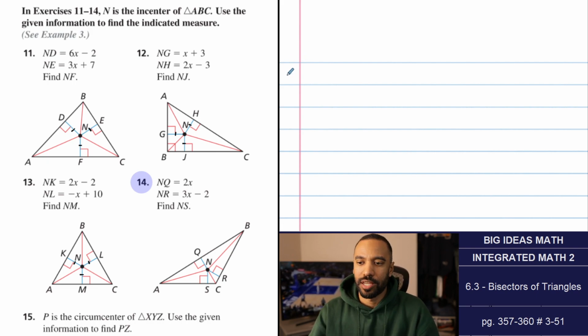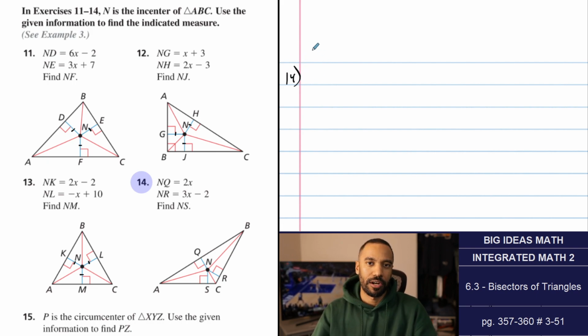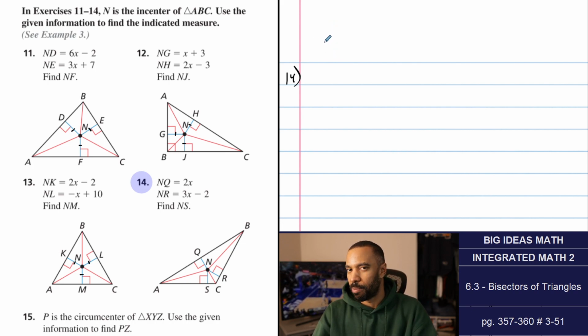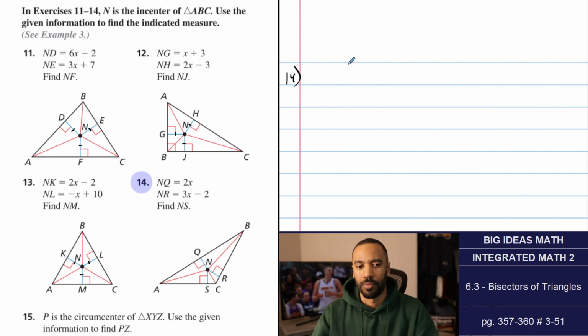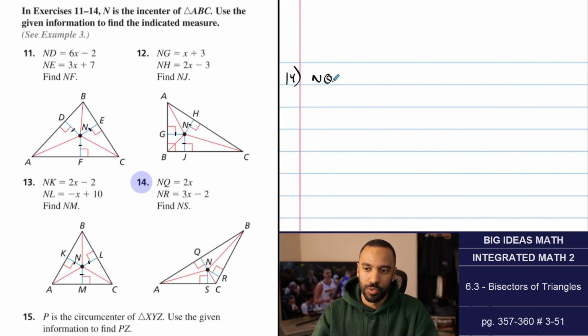I did mention incenters are always inside the circle. I mean, that only makes sense because they're always drawn from the angle bisectors. So those angle bisectors are always inside the circle and wouldn't ever intersect on the outside for any reason. No, yeah, they wouldn't. Number 14, I have NQ is 2x.